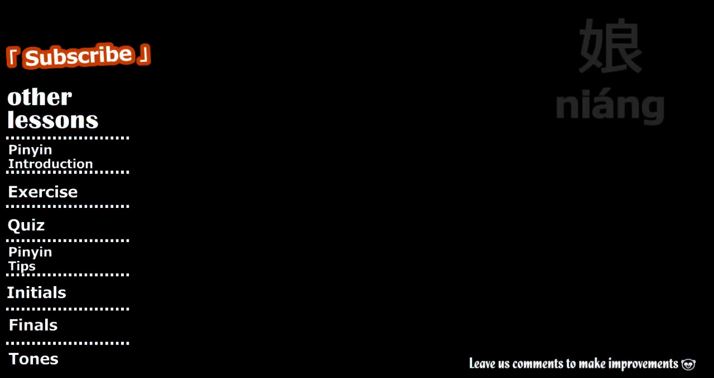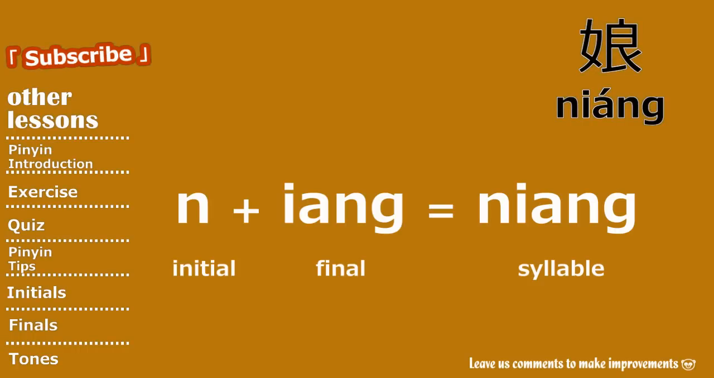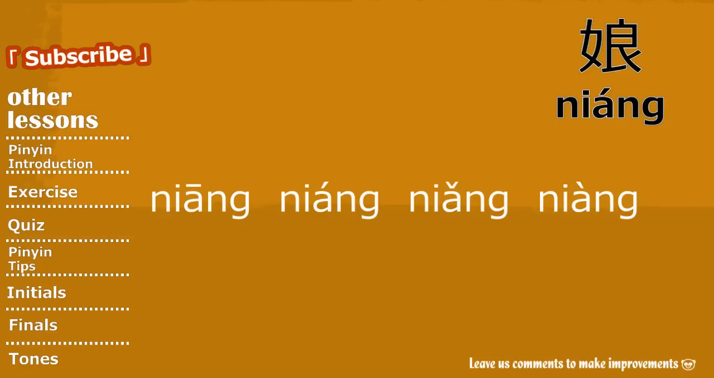Next is Niang, with the initial N and the final Yang, you get the syllable Niang, Niang. It uses the second tone, so Niang, Niang, Niang. It is Niang.